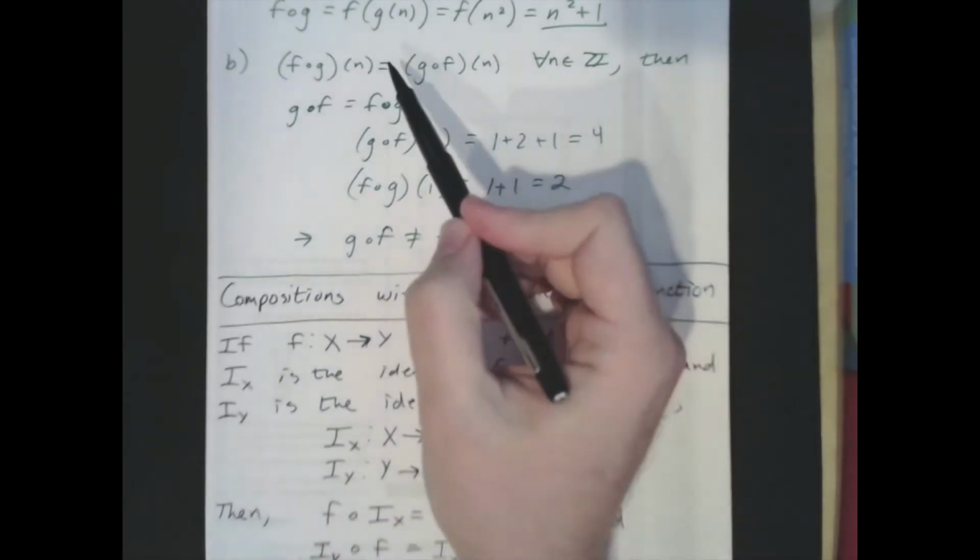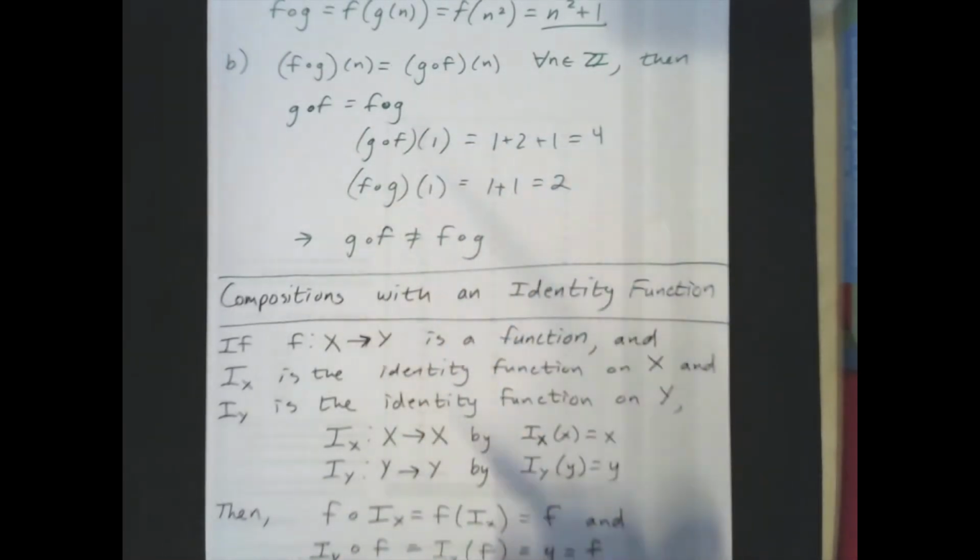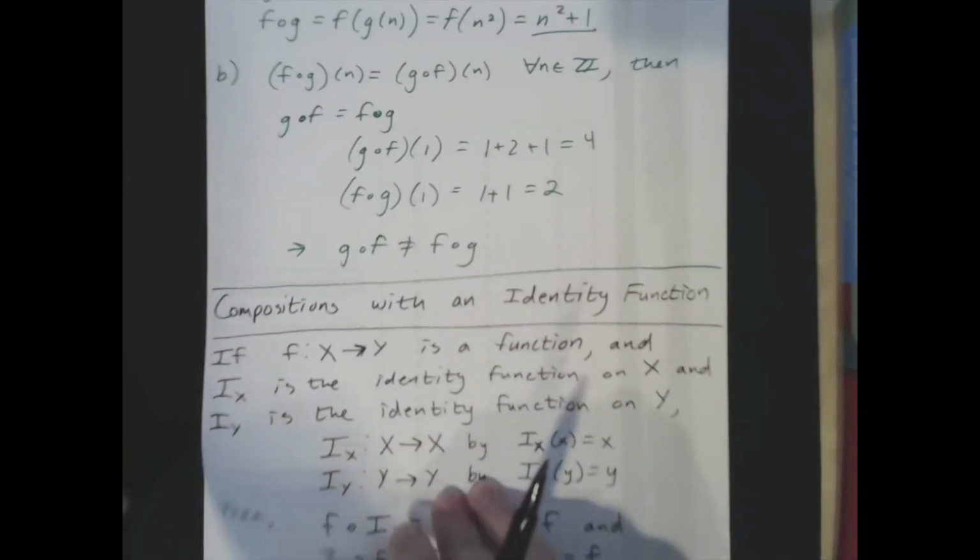If our G up here mapped integers to reals, we could do G of F, but we couldn't do F of G. And so we just want to make sure that we are keeping track of our domains and codomains when we're forming compositions. So we want to talk about compositions with functions and their inverses now.